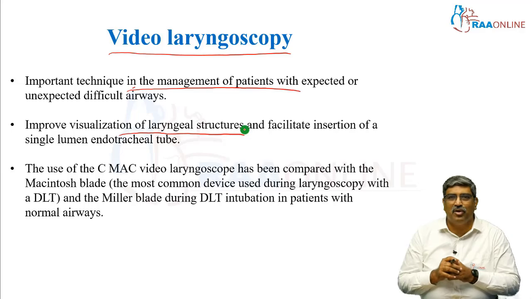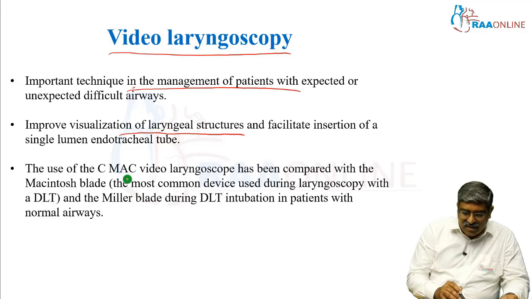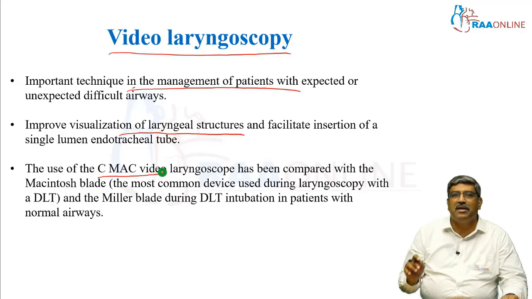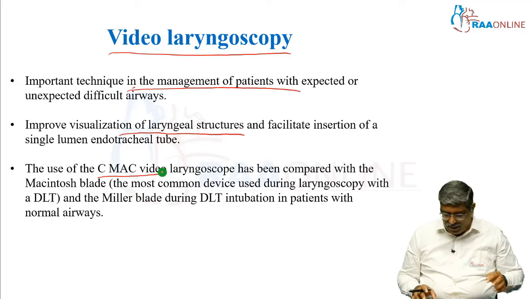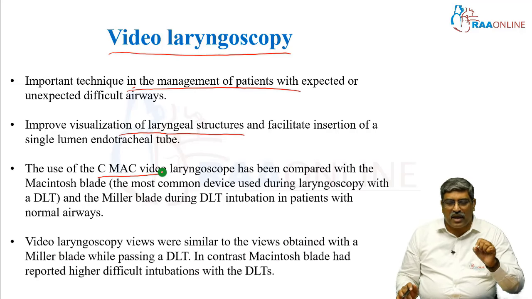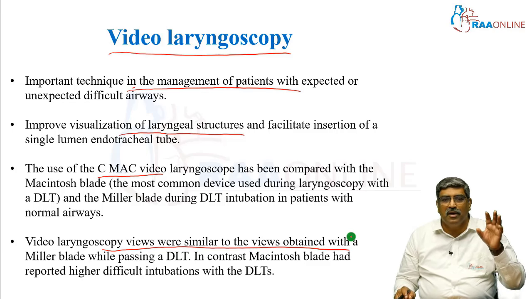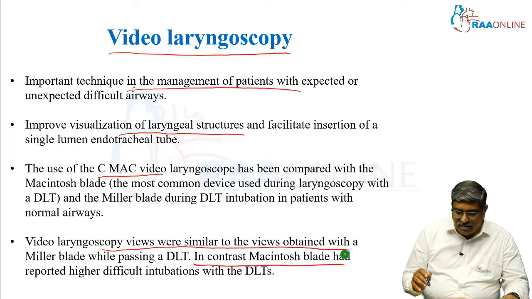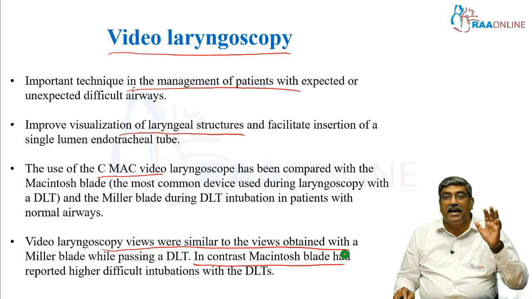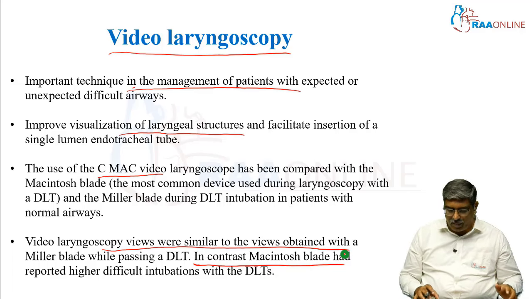When compared to the double lumen tube, it is usually used for a single lumen tube, but there are studies which compare the CMAC video laryngoscope with McIntosh and Miller blade, and the video laryngoscopic view was very similar to the view obtained with the Miller blade while passing a double lumen tube. In contrast, the McIntosh blade had reported a higher difficult intubation with the double lumen tube.